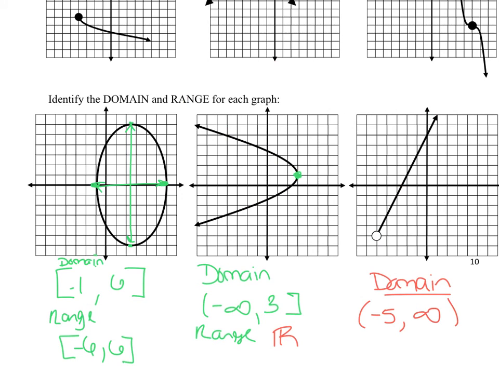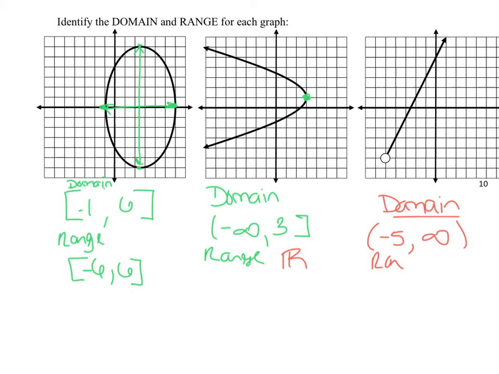Okay, your range would be the y values for this, and the y values would go up and down, because those are the range values. The furthest one down here would be 1, 2, 3, 4, 5, so that would be -5 again, and it goes all the way up, so that's also infinity. So we're going to do -5, comma, infinity again.